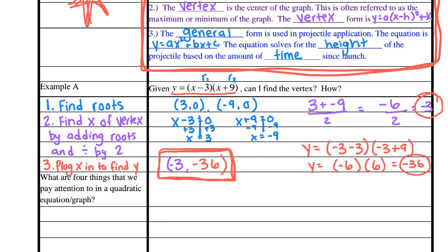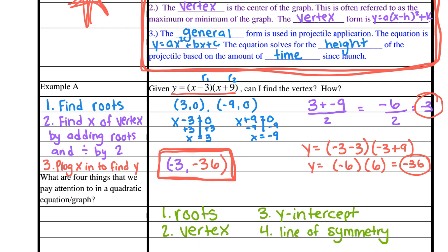What are 4 things that we pay attention to in a quadratic equation or graph? We have the roots, we have our vertex, we have our y-intercept, and lastly we have our line of symmetry.